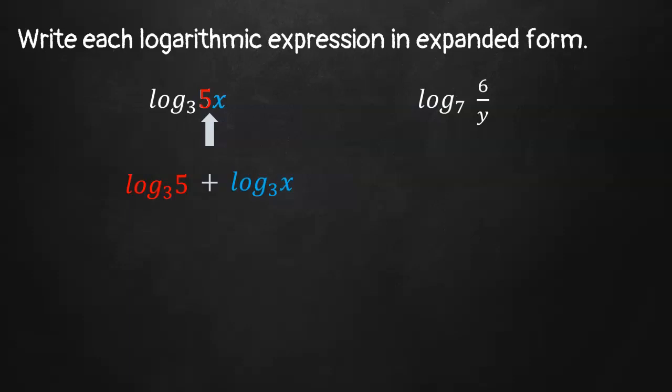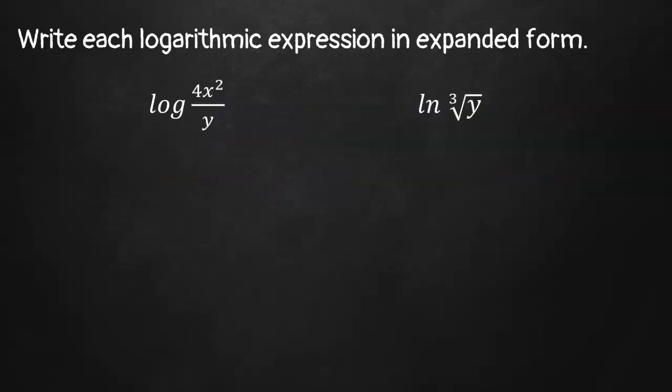Now in my second example, I've got log base 7 of 6 over y. So I see, oh, I have a division. So that tells me, oh, that's that quotient property. So when I expand and I write it out, I'm going to have a subtraction of 2 logs. So I'm going to take that 6 and write log base 7 of 6. And then I'm going to take that y and write the log base 7 of y.